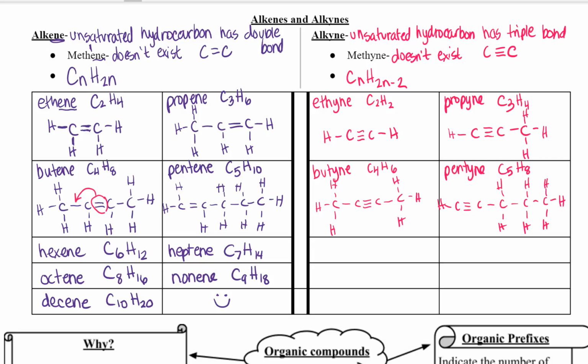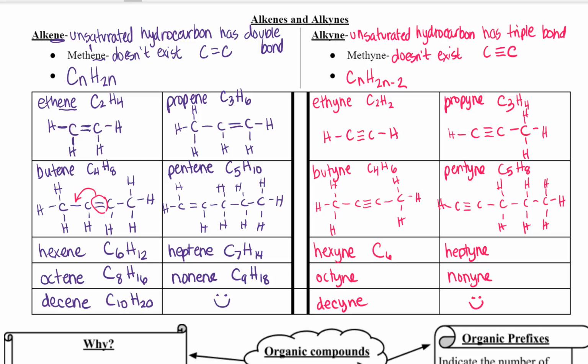All right, let's talk about some more formulas. If we keep going, we have hexyne and heptyne, octyne, nonyne, decyne. I don't need anything here. Okay, so let's see if we can figure out these formulas. I don't want to draw all these C's and H's because I think you have the idea.